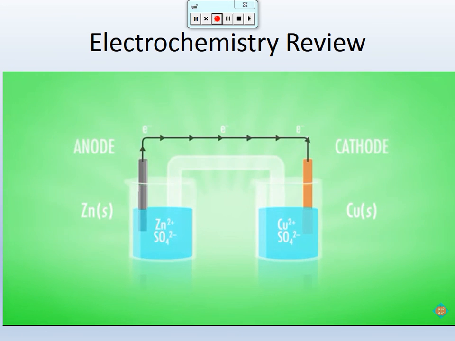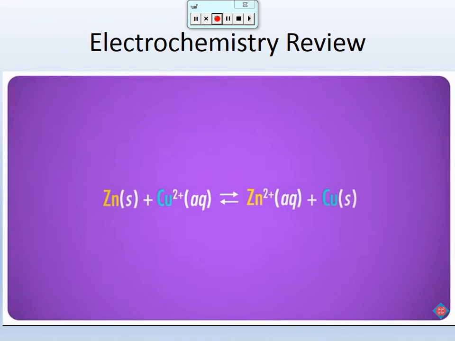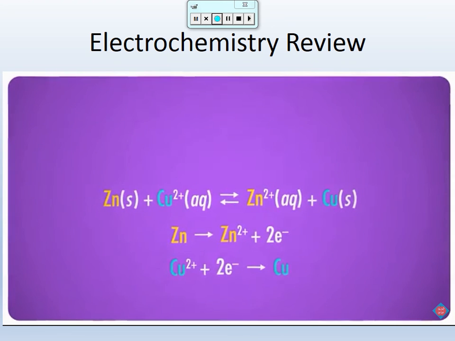where zinc is oxidized and copper ions are reduced. Keep in mind the potentials are determined at standard state, 25 degrees Celsius and 1 molar solutions of the copper and zinc ions. Our cell needs to be set up under the same conditions, or the voltage will be a bit different than expected. The half reactions show more clearly what the electrons are doing. We can see that the zinc is oxidized and the copper is reduced.